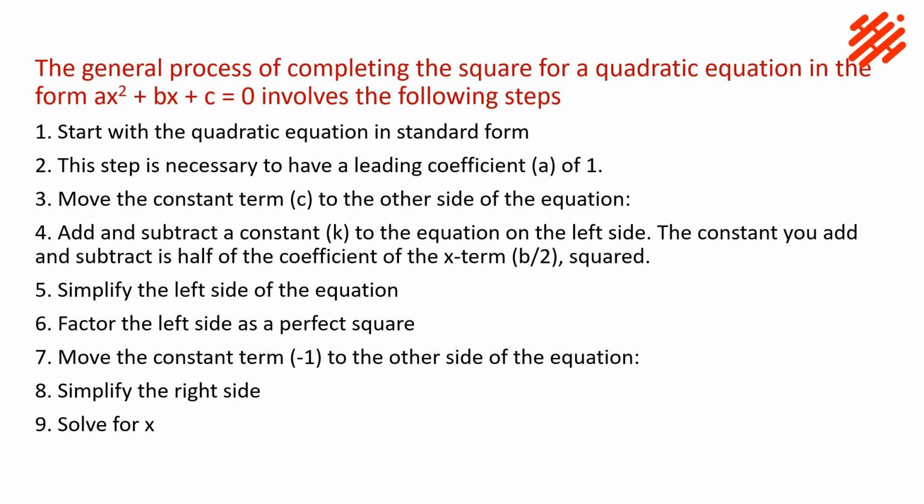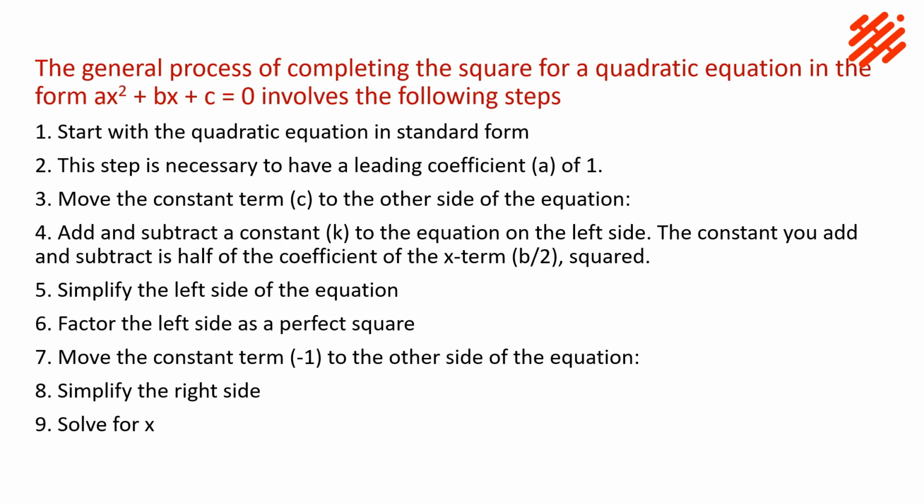Next, this step is necessary to have the leading coefficient a equal to 1, meaning if we have ax squared, that is 2x squared, we need to make that 2 equal to 1 by dividing by 2. So this step is very much necessary to make the coefficient a equal to 1.